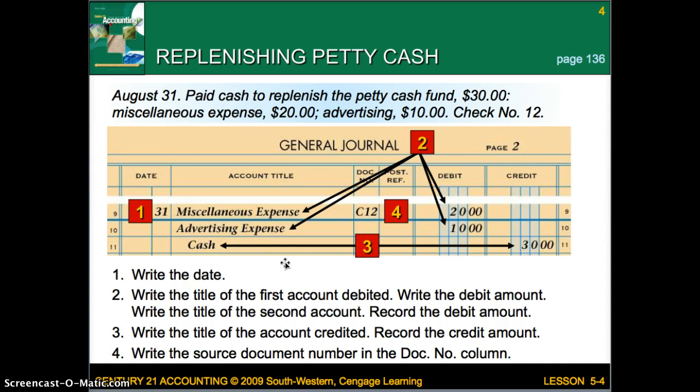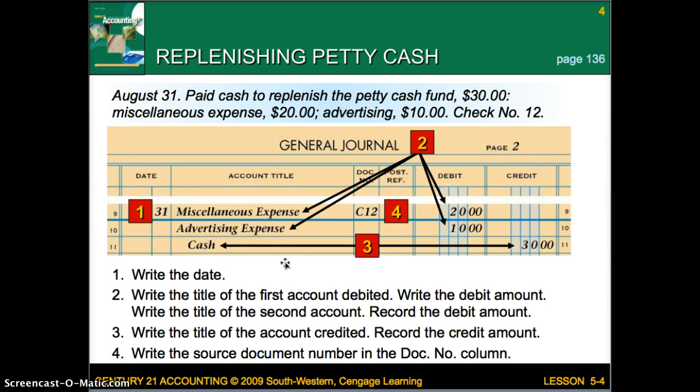Okay. When we need to replenish the petty cash fund, this does get a little bit confusing, so we will go over this quite a few different times, in different places. But on August 31st, we paid cash to replenish the petty cash fund, $30. So out of that $100, you've spent $30, and we're going to put $30 back in to always try and keep our petty cash fund at exactly $100.